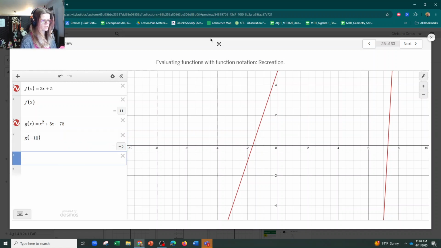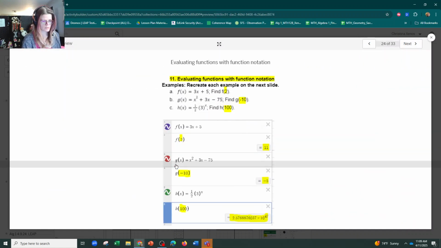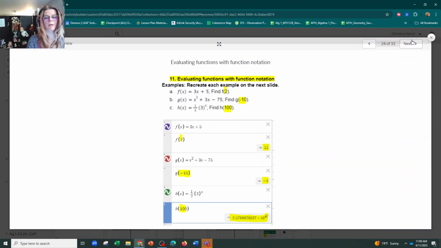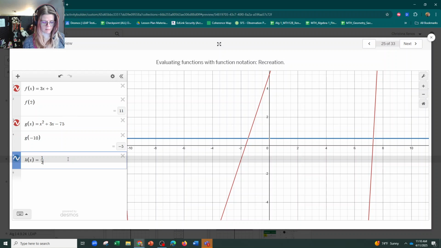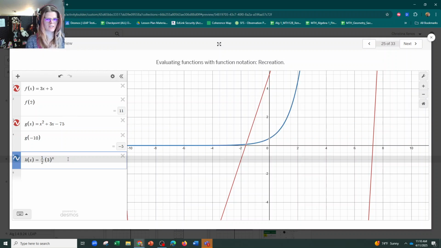And then for the last one, h of x equals, we see right here, h was 1/2 times 3 to the x power. So this one is an exponential. So we're going to do 1 divided by 2. And then make sure you're out of the denominator using the arrow keys. Parenthesis, 3, close parenthesis, to the x power. Hold shift 6. Hold shift, press 6 to get that exponent.